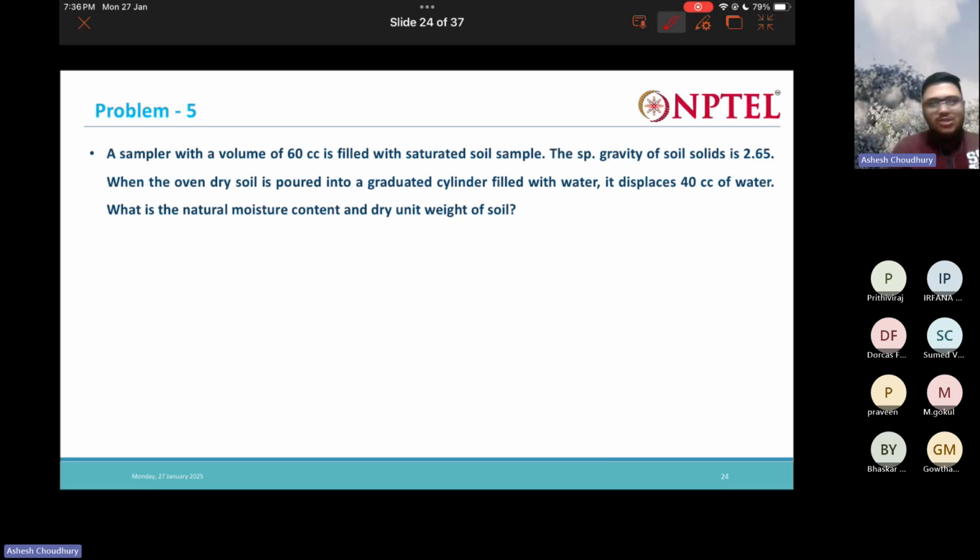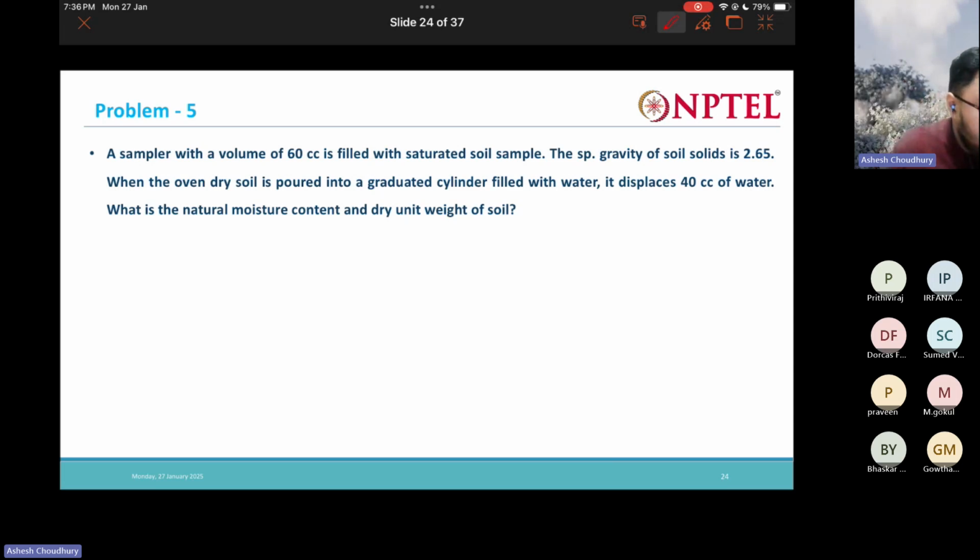Oven dried soil means what? Only soil solids are there, and when you put it into the water it displaces 40 cc of water. That means the volume of soil solids is 40 cc. Fine. The volume of soil solids you have, total volume you have, specific gravity you have. You need to find out the natural water content and the dry unit weight.